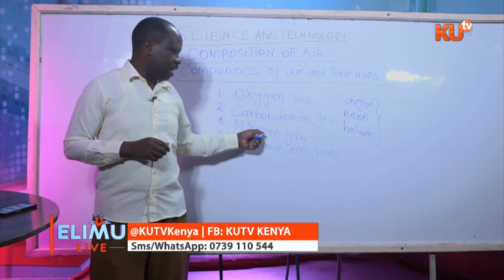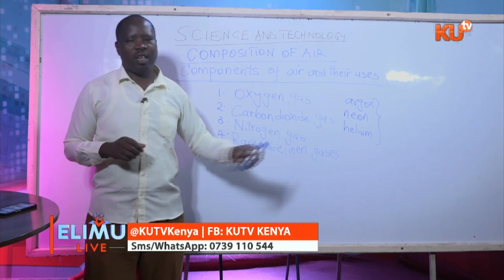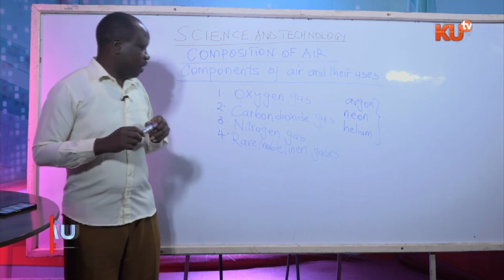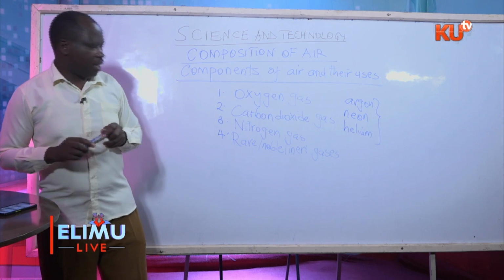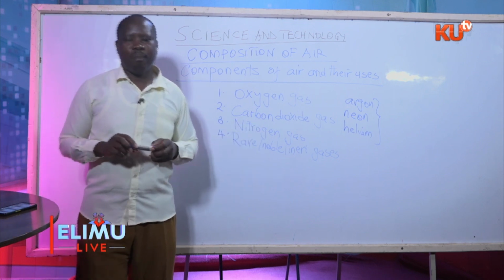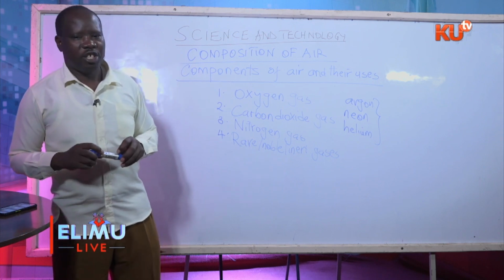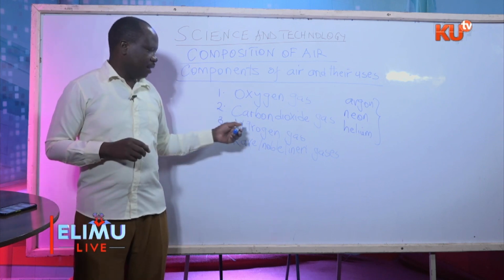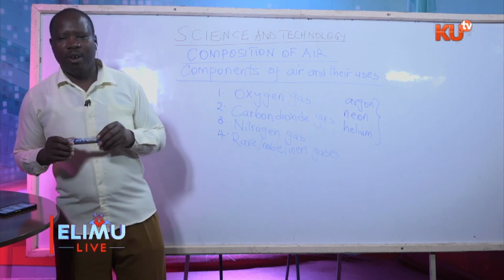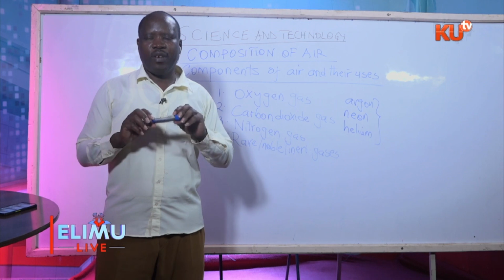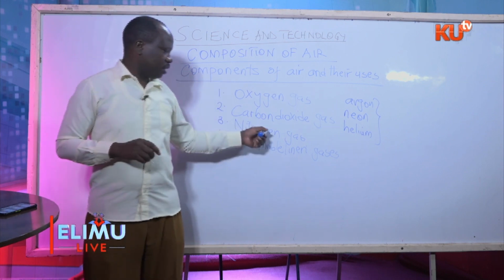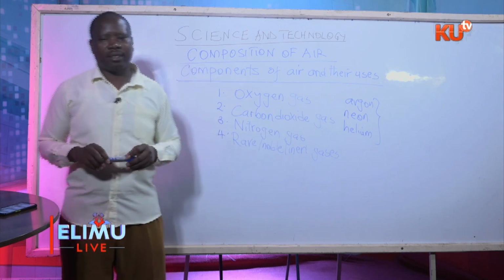The plants use nitrogen so as to be able to make proteins. Then use number three, nitrogen is used in bulbs or fluorescent tubes. And here, the nitrogen gas prevents that small wire or the filament from burning out. That is the importance of nitrogen gas.